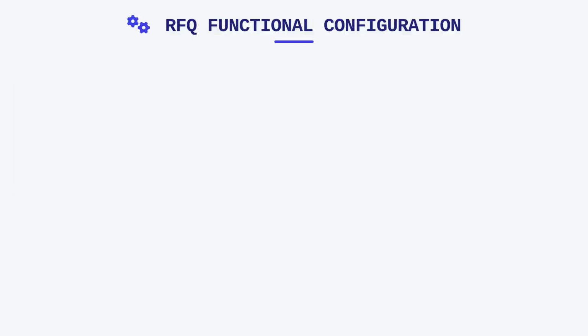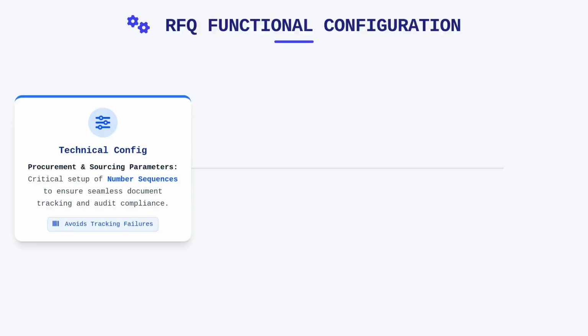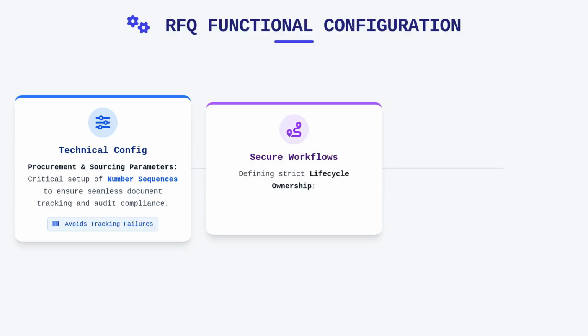To make this functional, you must first address the underlying technical configuration within procurement and sourcing parameters. These parameters govern the behavior of the RFQ process, including the specific number sequences used to track documents throughout their lifecycle. Without a consistent number sequence, audits become difficult, and tracking the state of an active bid becomes practically impossible. Furthermore, you need to establish secure workflows that dictate who can create an RFQ, who can send it to vendors, and who maintains the authority to accept or reject a bid.